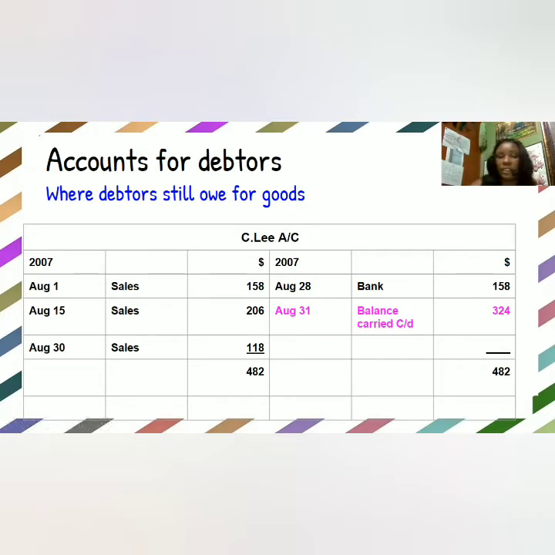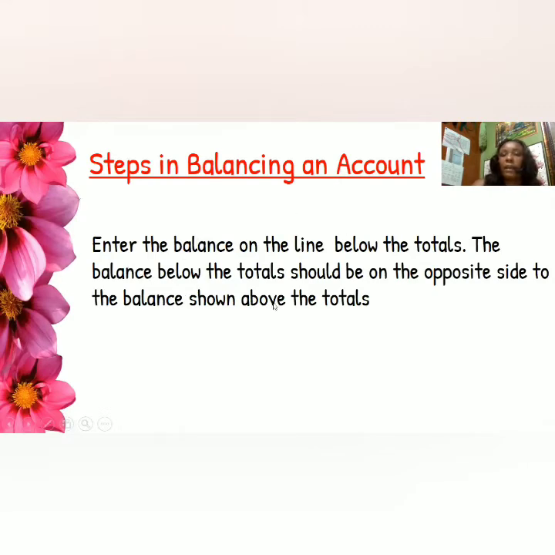What is next? Are we finished here? No, we're going to do our double line. So there you go. So are we finished now? An important accounting principle is if you have a balance carried down, you must have a balance brought down. This is showing you that at the end of the month, CLE still owed us 324 on his account, right? But the world doesn't stop at the end of August. We have September coming, October. So we have to bring this balance down to September to show that he still owes us that money. And so we need to have a balance brought down.